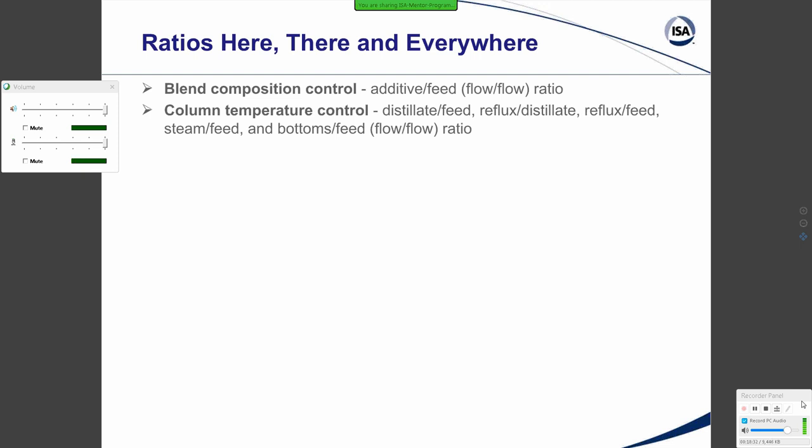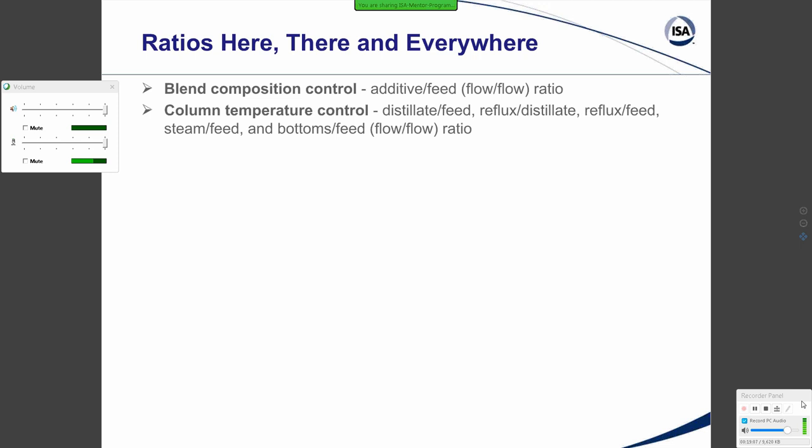And my protege and associate, Jerry Tolliver, that I worked with for 30 years at Monsanto, was, I think, the world's expert in how you get more out of distillation columns, and it was principally by adding feed-forward control in. And here you can see we have distillate-to-feed, reflux-to-distillate, reflux-to-feed, steam-to-feed, and bottoms-to-feed, and these are flow-to-flow ratios.